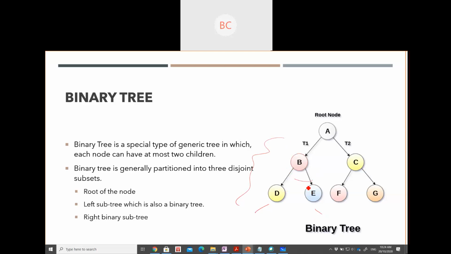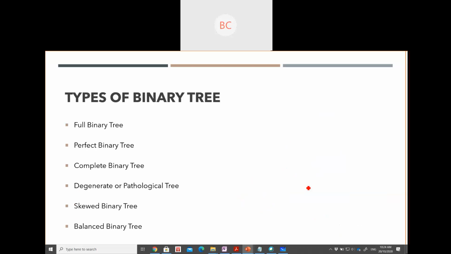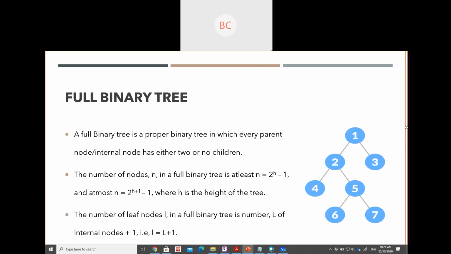Now binary tree, there are different types of binary tree. We'll just see all of them one by one. So what is full binary tree? Okay, so full binary tree is just that the nodes or the parents can have either two or no children. Okay, no in between. It cannot have one child. Either two or no children.